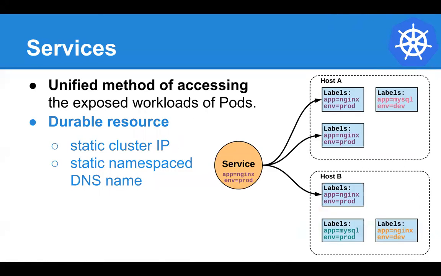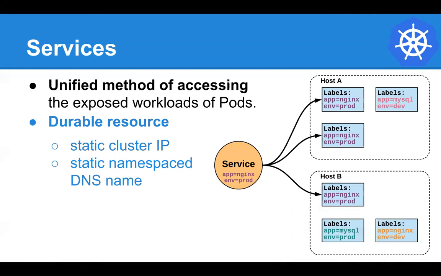Then we have services, and services are the unified method of accessing the exposed workloads of pods. I know it's a big sentence to swallow, and it might not make a lot of sense, but whereas pods are dynamic objects and have nothing static about them, services are that static object. A service gets a cluster-wide unique IP and DNS name, and then uses labels and selectors to target the pods. So they are like an internal mapping or internal load balancer.